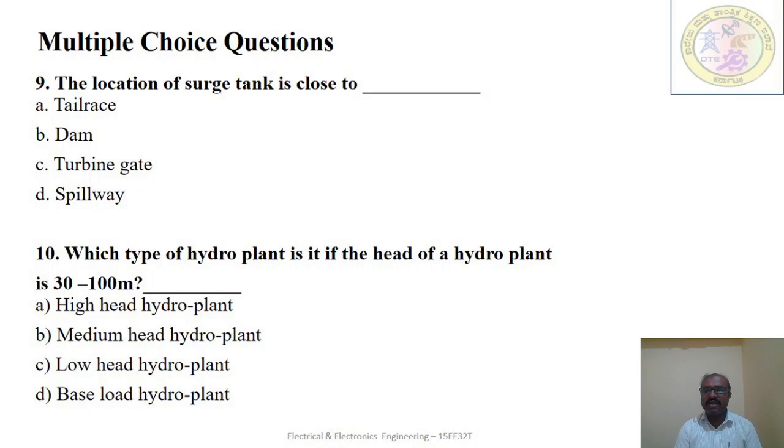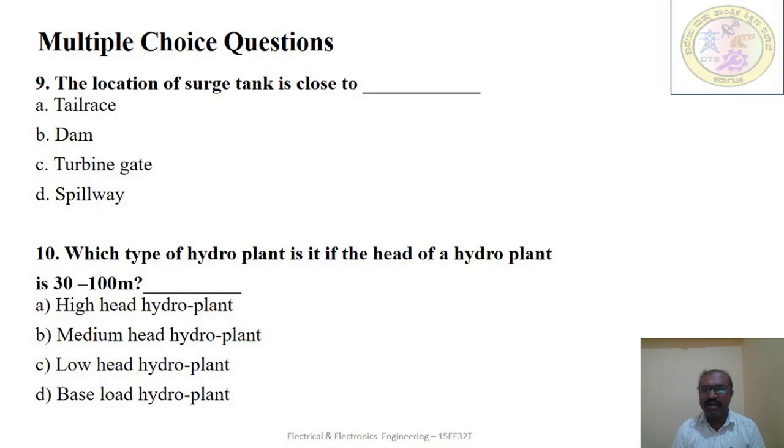Why is the surge tank very important? Because water hammering takes place in the penstocks. That means from the valve gate to the turbine, the water is fed through the penstock. When the load is removed or reduced in a plant, the water flow to the turbine is stopped immediately. When it is stopped suddenly, the water moves back into the penstock in the upward direction.